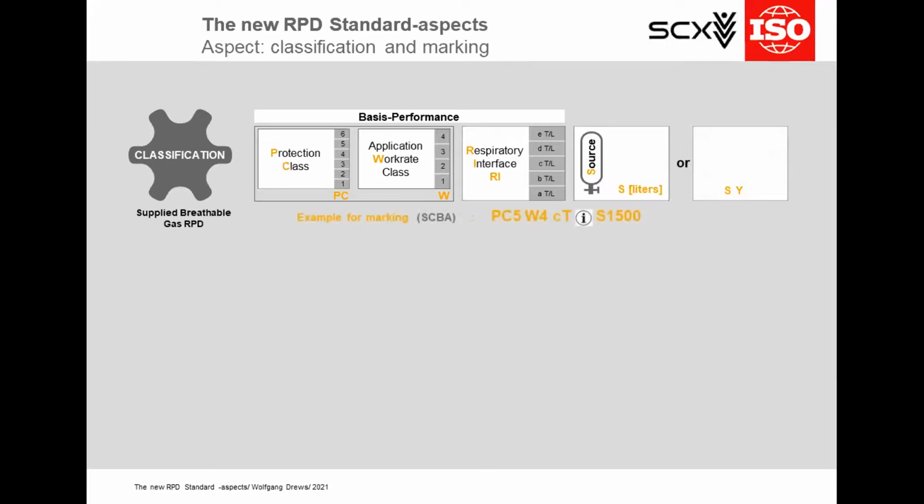As an example, taken the SCBA earlier, you have a PC5 class, quite relatively high protection. We have work rate 4, a CT is a face piece, tight fitting. The information leads you to the respiratory interface being tested on which head form, and then the source in liter. In this case, it's 1,500 liter. Or an airline, same three elements of the basic classification. Here it's a hood, a loose fitting, and it is being taken as an SY due to the flow.